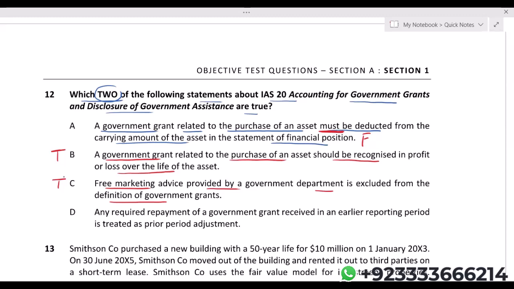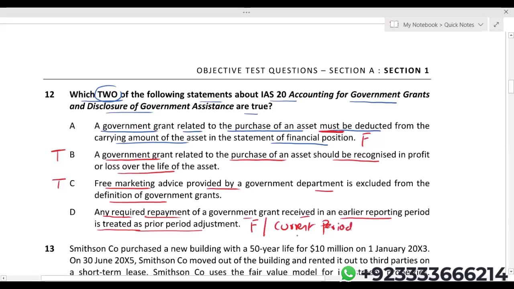Let's see what D says. Any required repayment of government grant received in an earlier reporting period is treated as a prior period adjustment. That's false. Actually, when we repay the grant, any required repayment of government grant received in an earlier reporting period is treated as a current period adjustment, not the prior period.